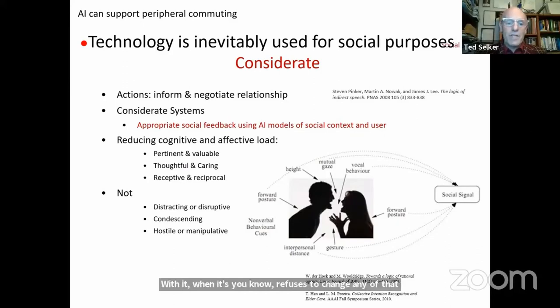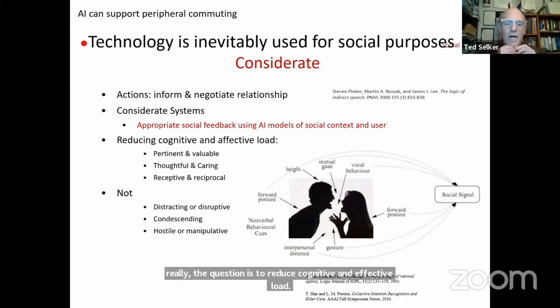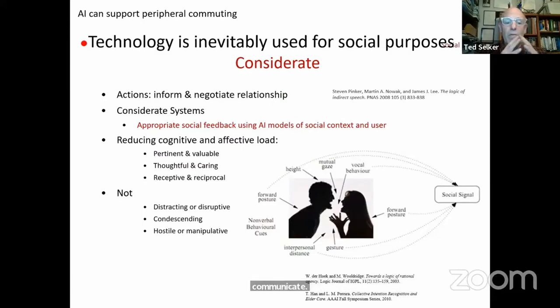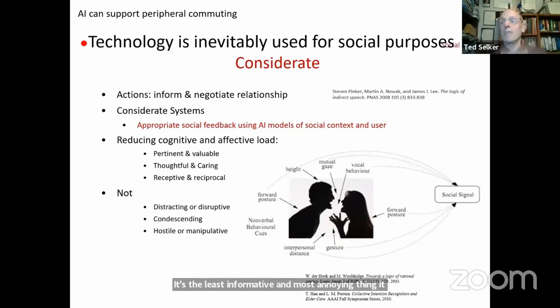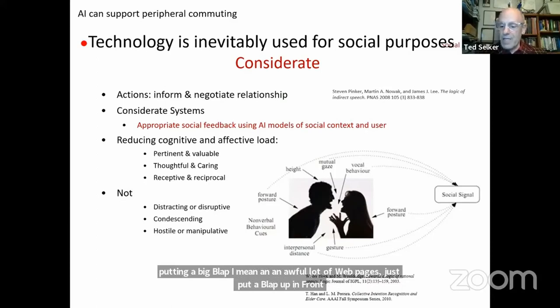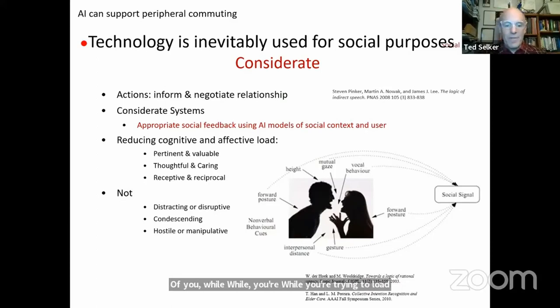And really the question is, to reduce cognitive and affective load, we have to think about what is pertinent and valuable to communicate. We want to do it in a thoughtful and caring way, and we want it to be receptive and reciprocal. We don't want it to be distracting. We don't want it to be disruptive. We don't want it to be condescending, like most computer interfaces, like that darn beeping. It's the least informative and most annoying thing it could do that my Tesla was doing. And we don't want it to be hostile or manipulative. Stop putting up a big blob. An awful lot of web pages just put a blob up in front of you while you're trying to load a web page these days. And it's not new. There have been lots of hostile and manipulative things that computers have done over the years.